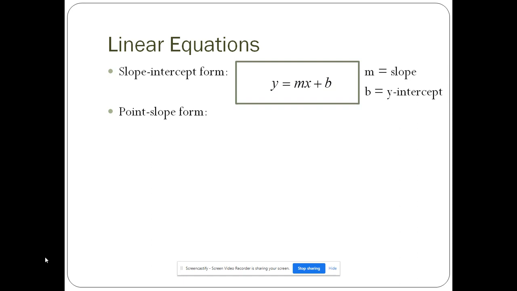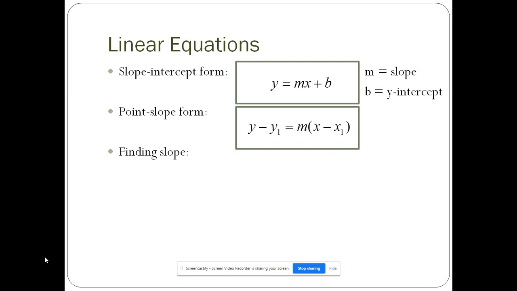Another form is what we call point slope form, and this looks like this: y minus y1 equals m times x minus x1. Now this form is useful anytime, as the name suggests, you are given a point and a slope, because you can plug in the slope m, and then you can plug in the point that you're given into x1 and y1, which will leave you with an equation just in terms of x and y.